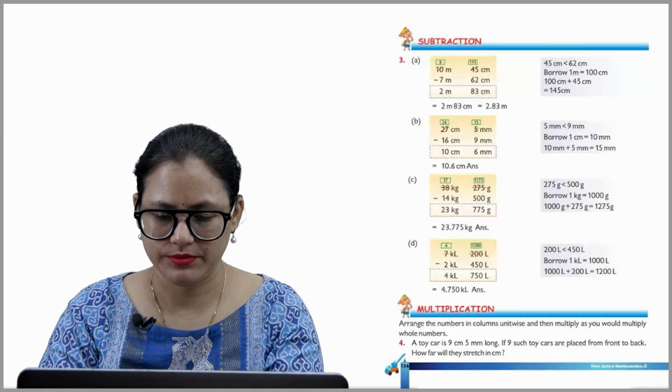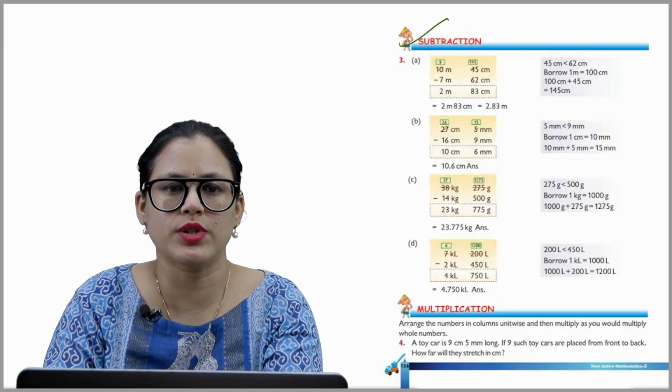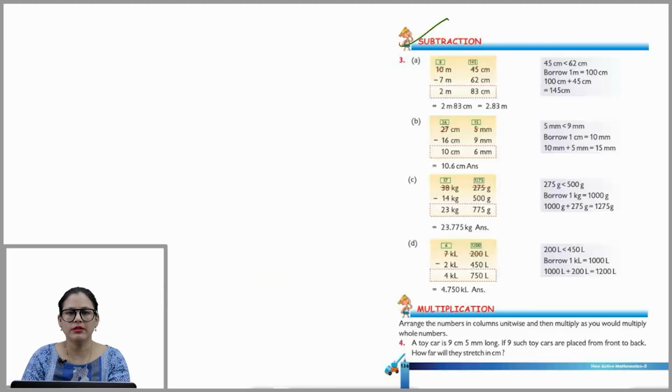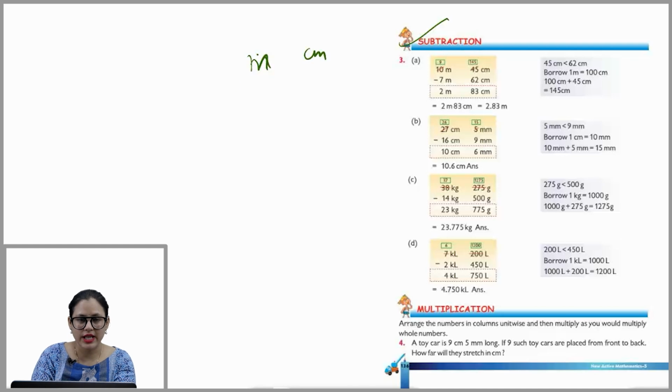Subtraction. Subtraction is also similar. First we will arrange in columns, like we have meter and centimeter. Okay. We have 10 meter, 45 centimeter, 7 meter, 62 centimeter. Okay. Make 2 columns. And then what will you do? 7 meter and 62 centimeter.